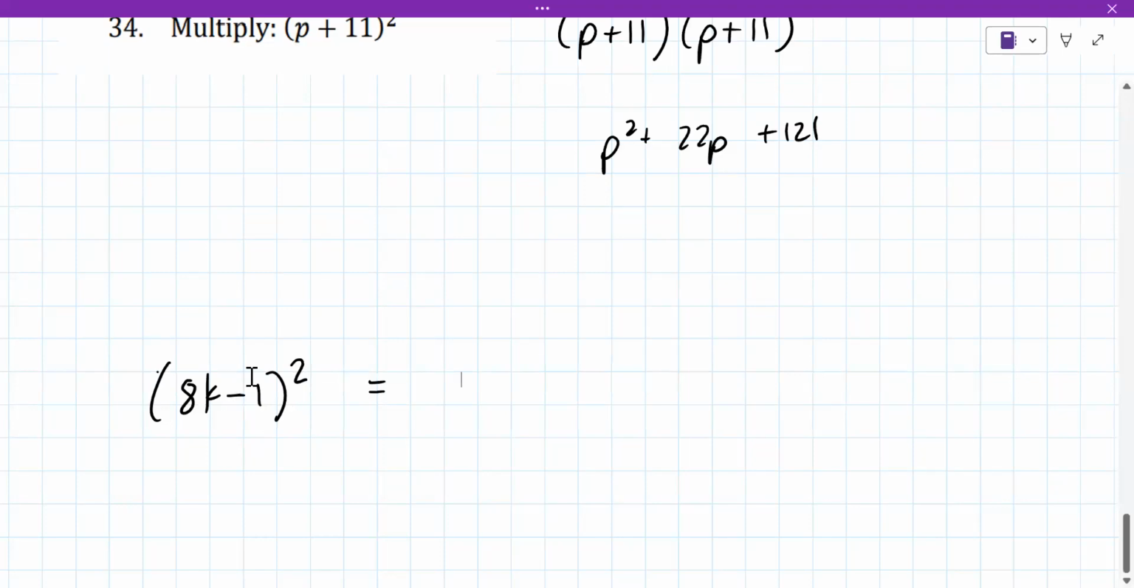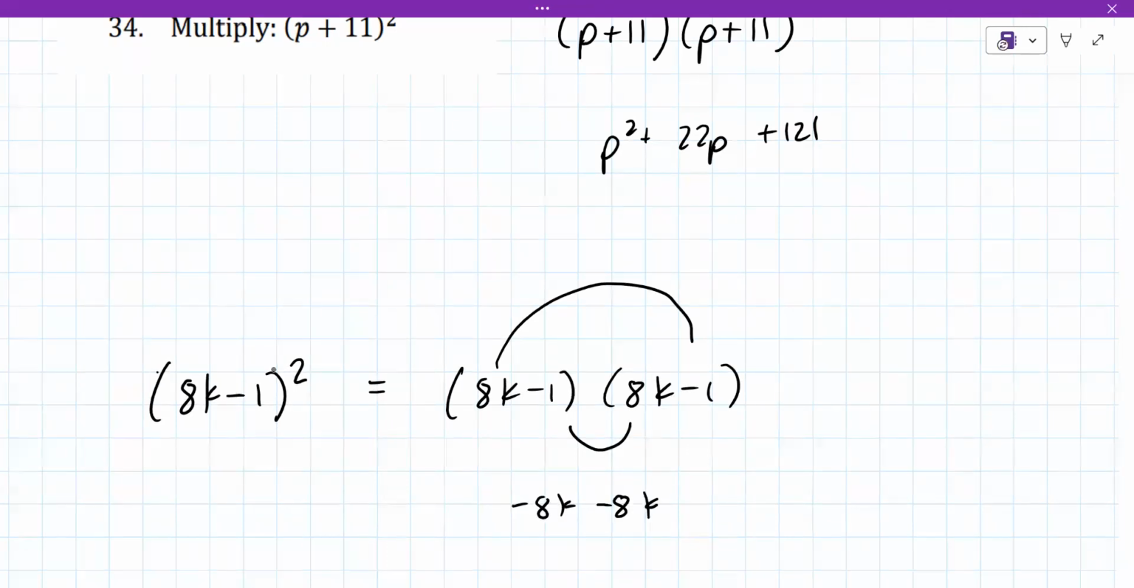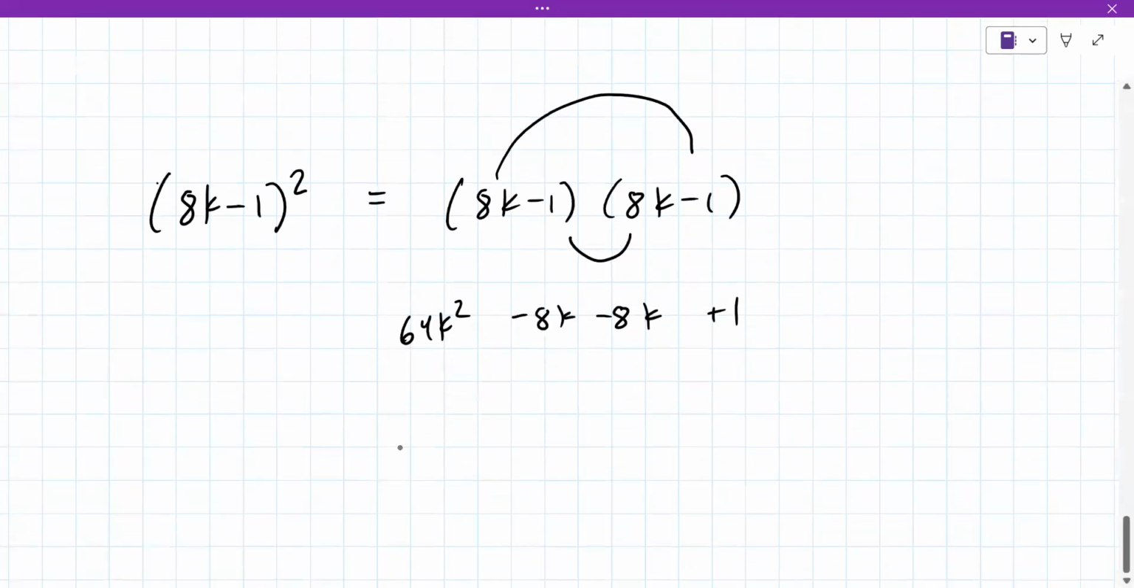You got a sign error. The outer and the inner are negative. Negative 8k minus 8k. It is 64k squared, it is plus 1. Oh, okay. Yeah. 64k squared minus 16k plus 1.